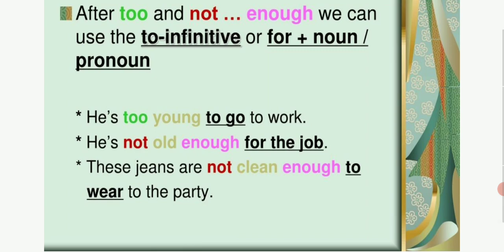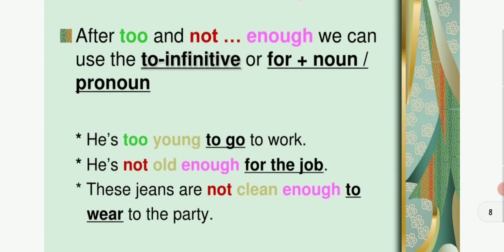"Wear" here is a verb, and this verb is in the infinitive. So this is all the usage of "too" and "enough" with all the forms.